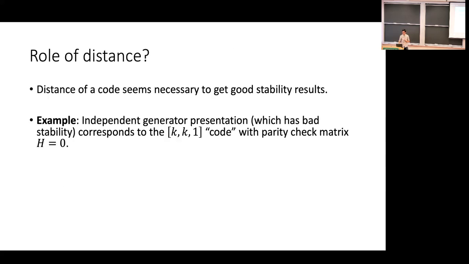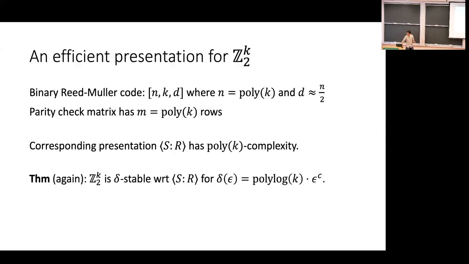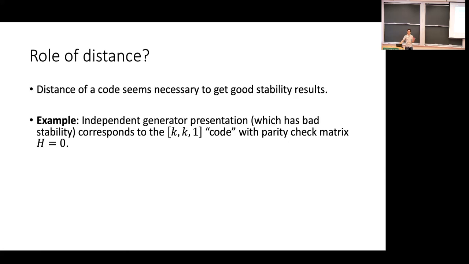I think the picture here is not totally clear. In this specific result that I mentioned, at least in the proof, you can see the distance of this binary Reed-Muller code is very important. Without it, the proof wouldn't work. But we don't have a good general picture of how it plays a role in the stability of the group. But it seems like if you want a good stability result, then you want to start with a code that has good distance.